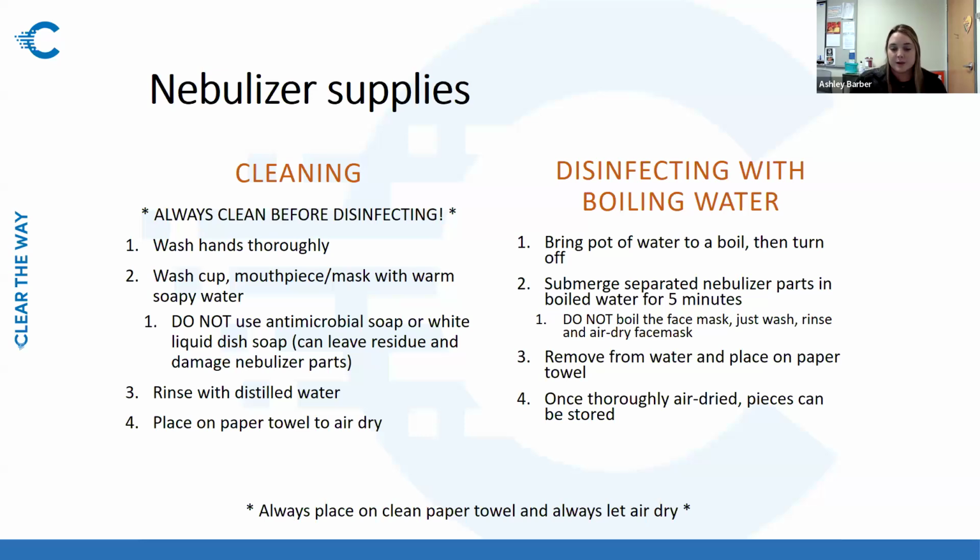We do recommend a clean paper towel rather than a dish rag, as the dish rags can collect bacteria as well. Disinfecting with boiling water is one way to disinfect the nebulizer supplies. So you can bring the pot of water to a boil. Then we want to turn off the water and submerge the separated nebulizer parts in the boiling water for 5 minutes. And do not boil the face mask. Just wash, rinse, and air dry the face mask. Remove from water and place on a paper towel. And once thoroughly air dried, pieces can be stored appropriately. Next slide.